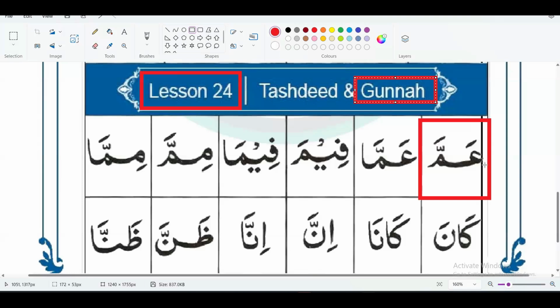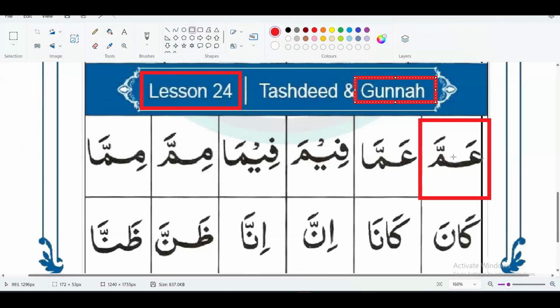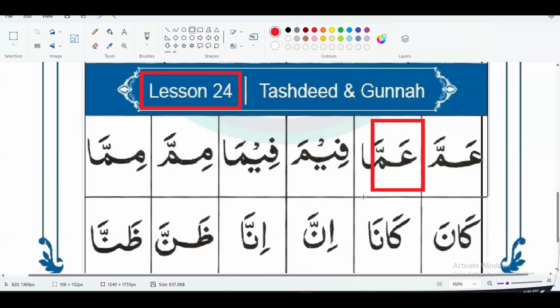So how do we do it? Read ain with fatha, then connect with meme, and then make a sound of noon, putting your voice in your nose, and then read meme with fatha: ma. Okay. Now you read. Yes. Okay, now go to the next.